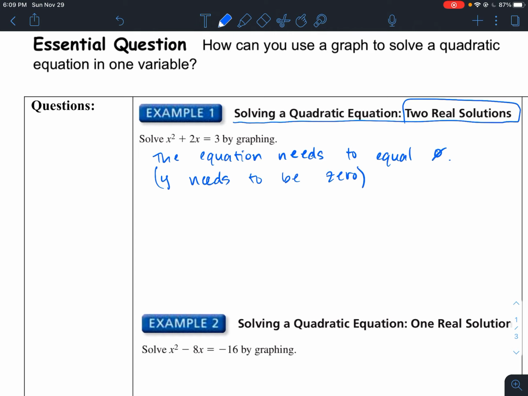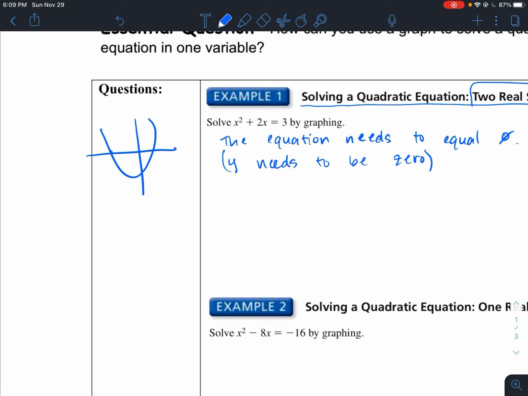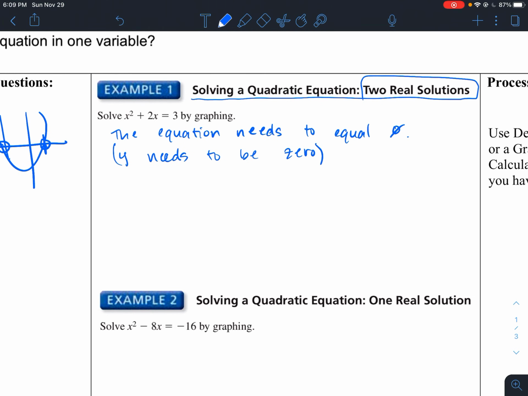And this is because on a graph, if you're trying to find the x-intercepts, you're trying to find the value of x when y is equal to 0, or the x-intercepts. Okay? So y needs to be 0, or one side of the equation needs to be 0. So that means here we have to subtract the 3 from both sides. So we have x squared plus 2x, but now we subtract 3 and it's equal to 0. So that's the first thing you have to do.